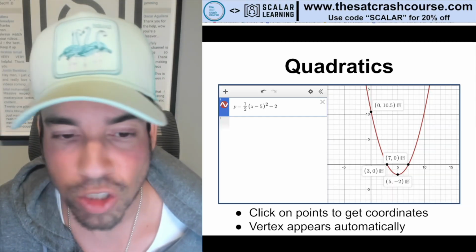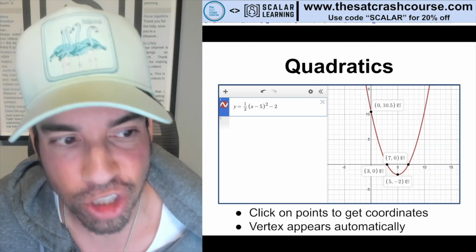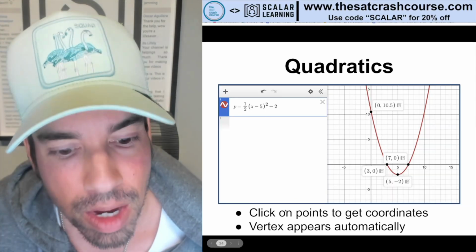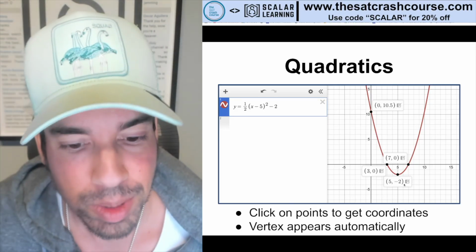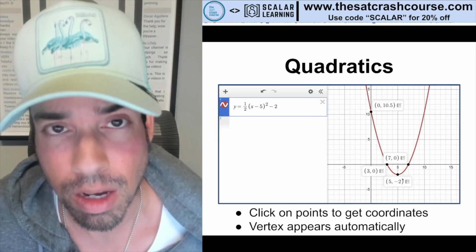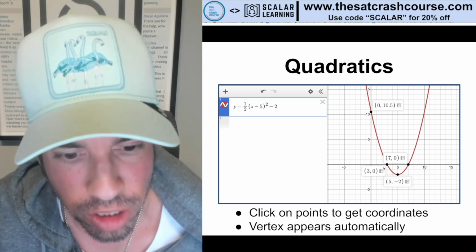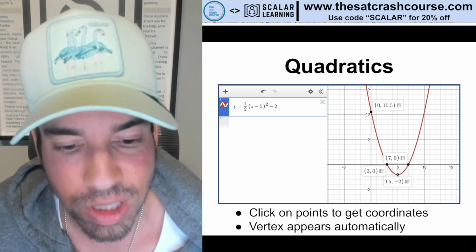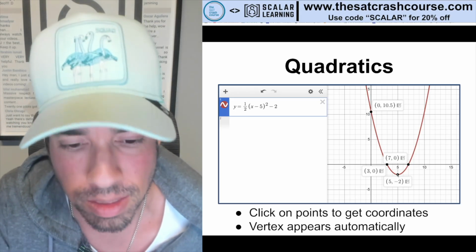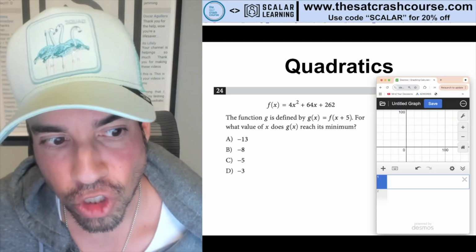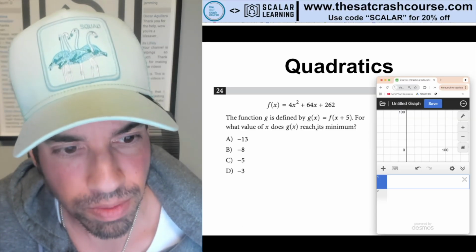Now, when we talk about quadratics, once again, same thing. You can just enter the equation verbatim, and you can always click on whatever points you want to see the exact coordinates. But the beauty is that vertex is always going to appear automatically. In addition to the y-intercept and the x-intercepts, that vertex will show up. So if you ever need to find a vertex, just put it in whatever format it's in, click it, and you got it. The function g defined by g of x is equal to f of x plus 5.